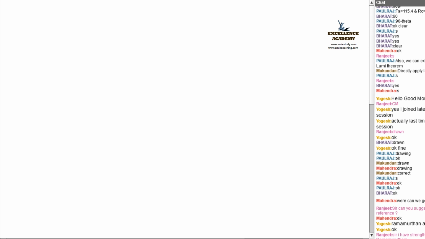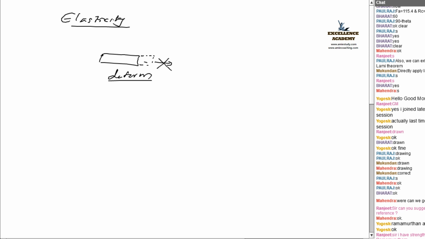We are going to discuss what is meant by elasticity. We already discussed that in the previous class, I think. What is elasticity? Whenever I give a force to a material, it will elongate or deform. It will change its shape. And whenever I release that force, it will regain its original shape. That property is called elasticity or elastic behavior of that material.